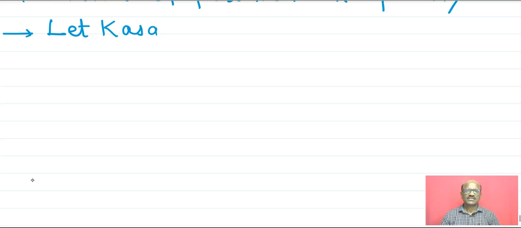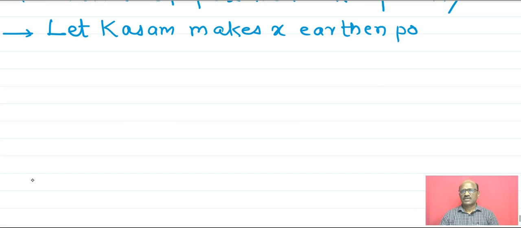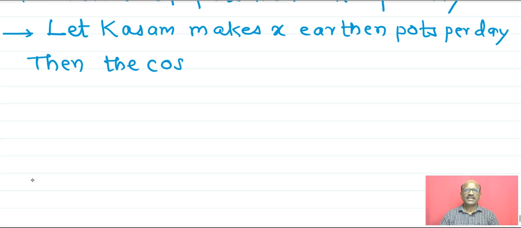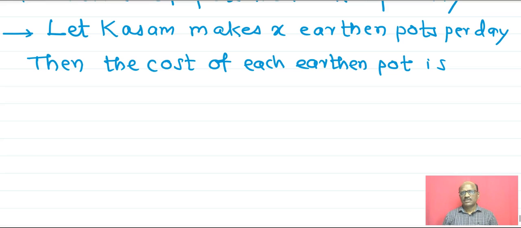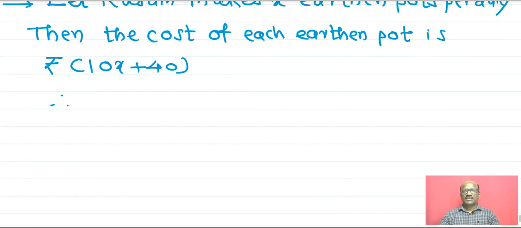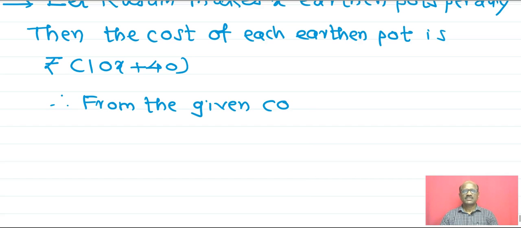Let him make x earthen pots per day. Therefore, what will be its price? Its price is 40 plus 10x. That means 10 times the number he makes, and we add 40 to it, in this way. Then the cost of each earthen pot is 10x plus 40. Suppose he makes x per day, then the price for him will be 10x plus 40, that is immediate.